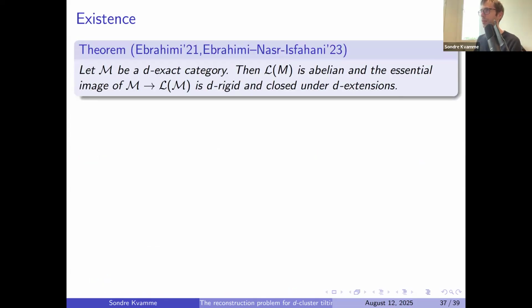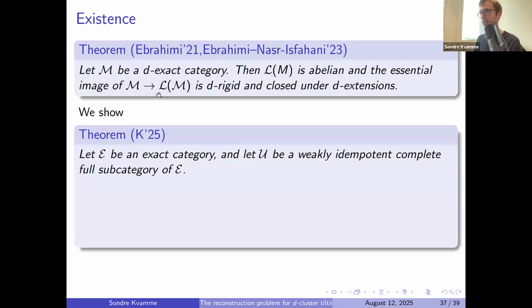So to conclude and get the d-cluster tilting subcategory, we have the following result. Note first, maybe, that this essential image of M is very close to being d-cluster tilting because it's d-rigid, but you somehow have no hope of generating or co-generating the whole of Lm using M. Lm is too big. So you need to find a smaller subcategory.